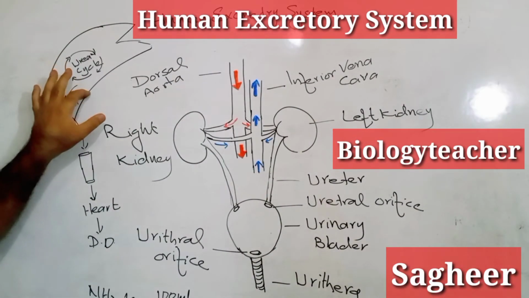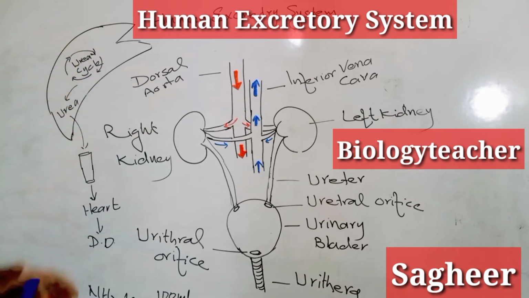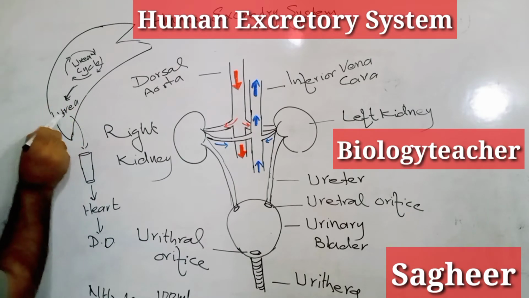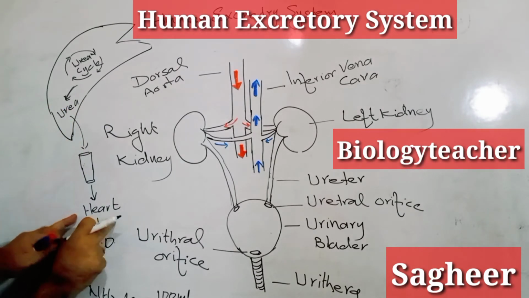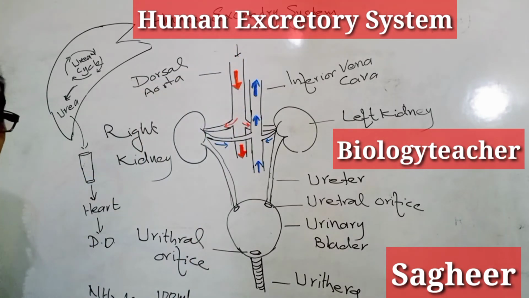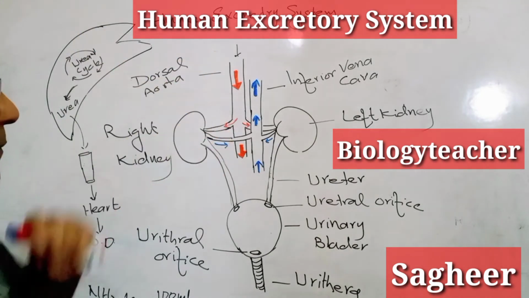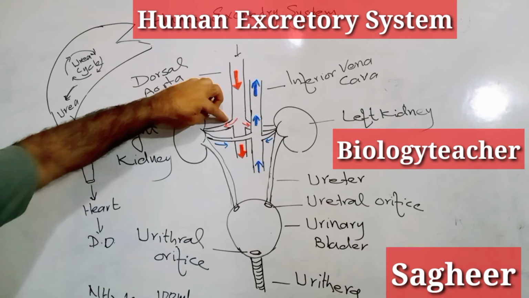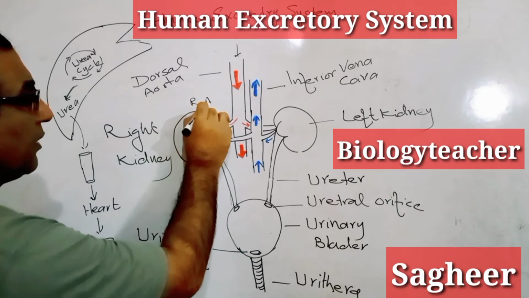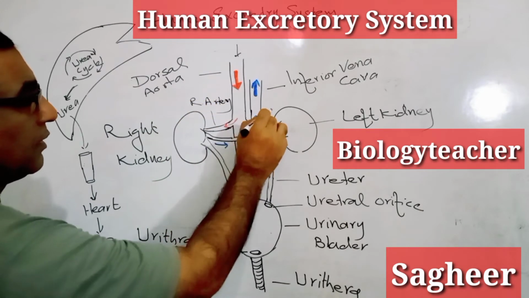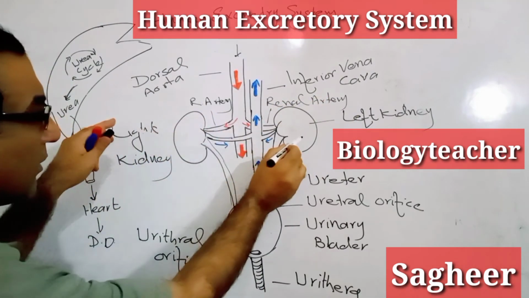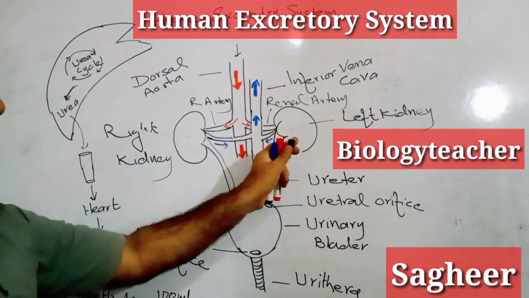You could see the liver. Here the reactions of the urea cycle occur. Urea is produced, that gets into the blood vessels. From the blood vessel, it reaches the heart, and from the heart, it reaches the dorsal aorta along with the blood. The dorsal aorta brings the blood to the renal arteries. This is the renal artery, and this is again a renal artery. They bring the blood into the left and the right kidney.